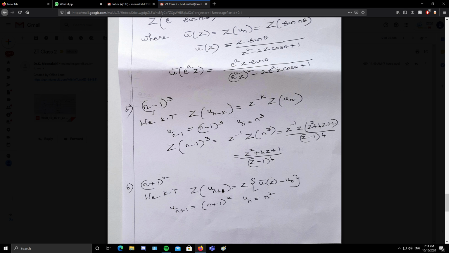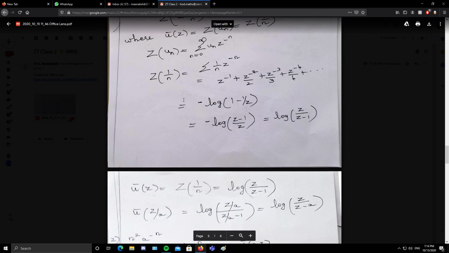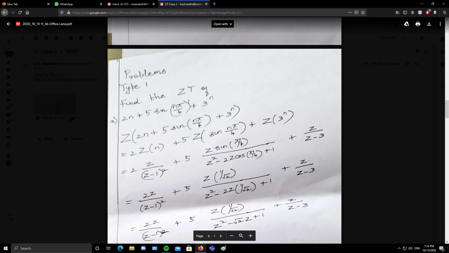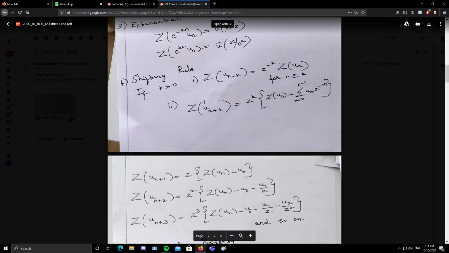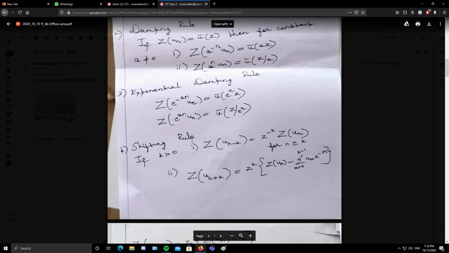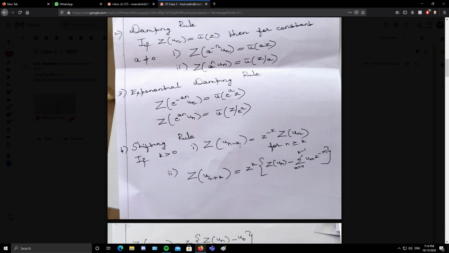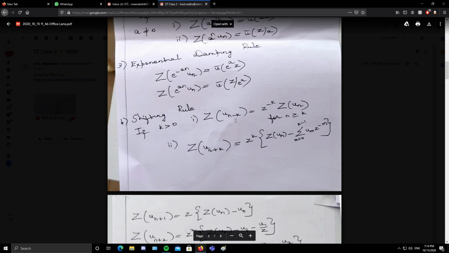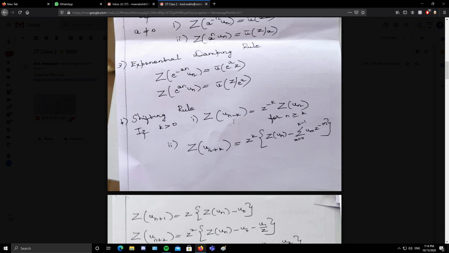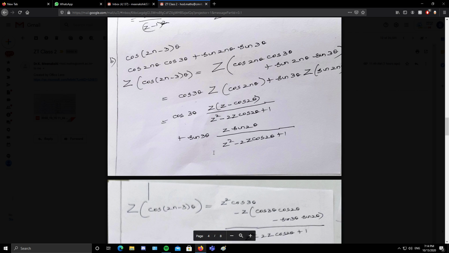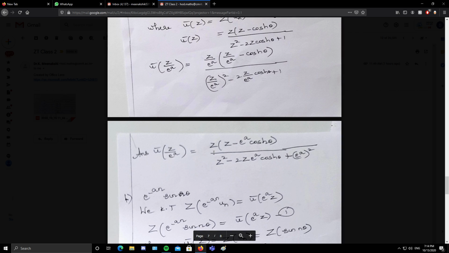Now we have n minus 1 whole cube. So I have taught you problems from the damping rule. Now we will look into problems from the shifting rule. You have two shifting rules, un minus k and un plus k. From un you have to find un minus k or un plus k. I will do one problem each, first from un minus k.